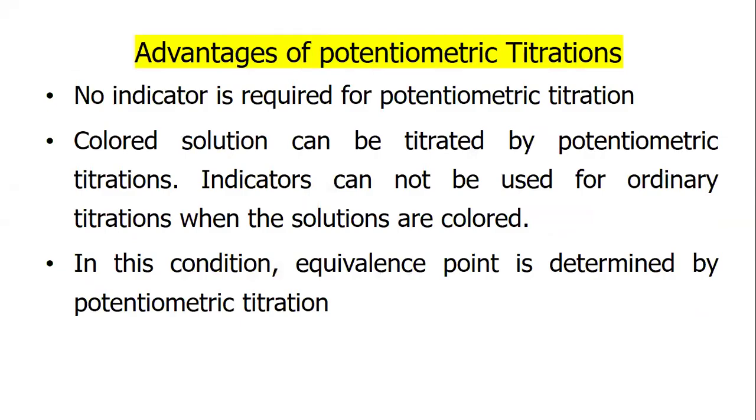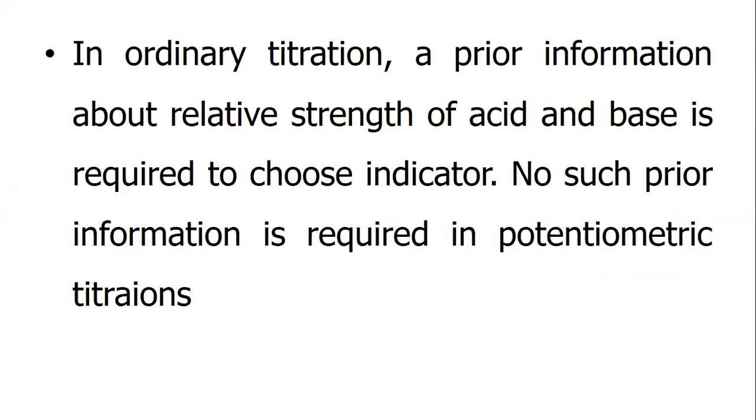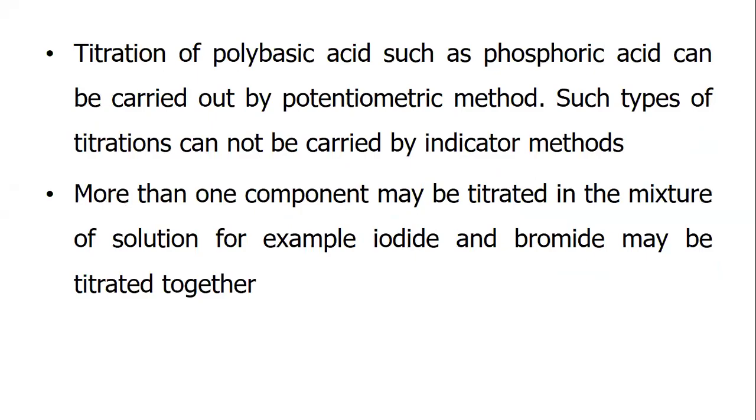Advantages of potentiometric titration: No indicator is required. Colored solutions can be titrated by potentiometric titration. Indicators cannot be used for ordinary titration when the solutions are colored; in this condition, the equivalence point is determined by potentiometric titration. In ordinary titration, prior information about the relative strength of acid and base is required to choose the indicator. No such prior information is required in potentiometric titration.